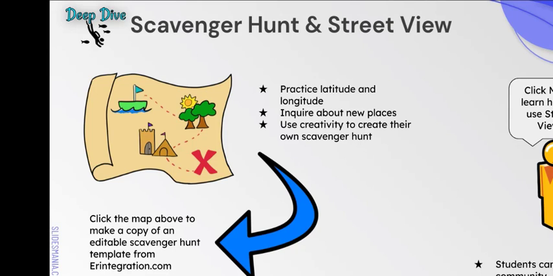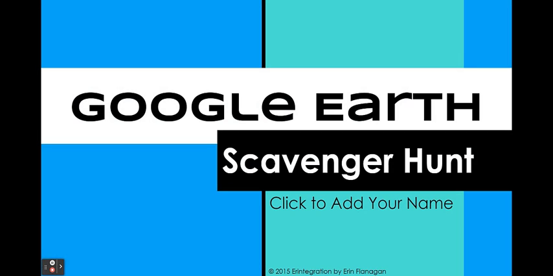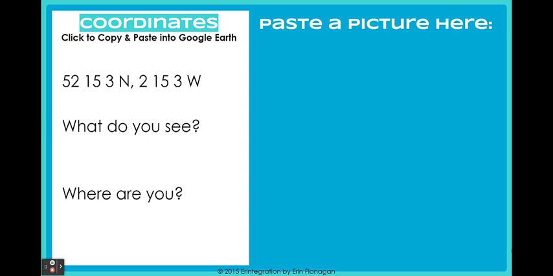If you click the map above, you will get a template that will give you a copy of a scavenger hunt that you can use with your classes. So let's take a moment to look at what that template looks like. This is a quick overview of the Google Earth Scavenger Hunt template. Once you have made a copy of it, if you go to slide 3, it will begin the template part of this tool. So you can customize these latitude and longitude coordinates here.